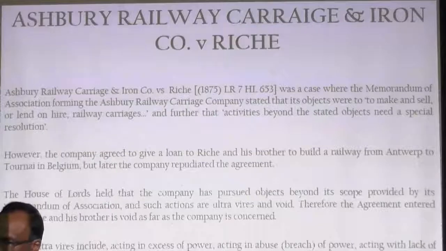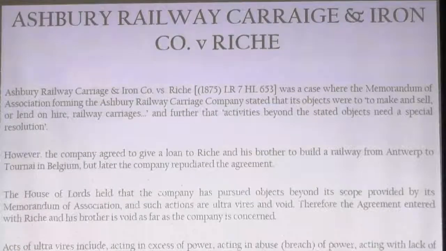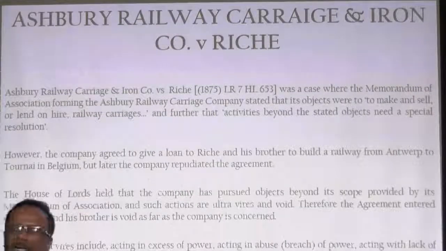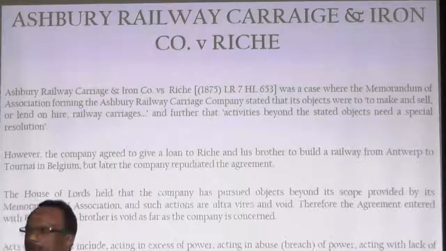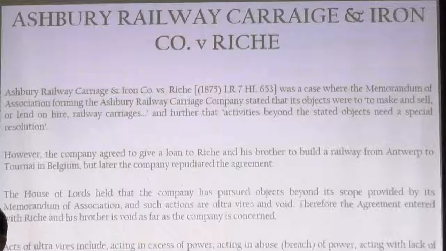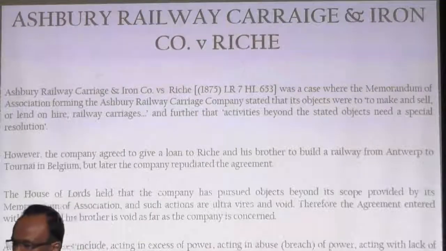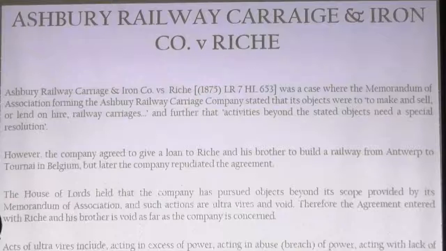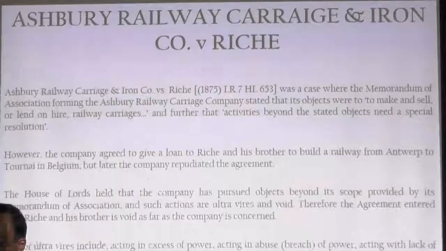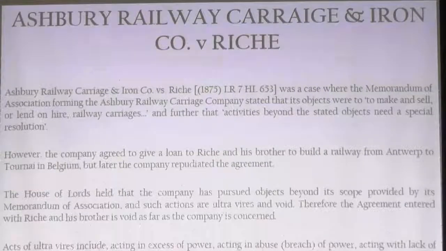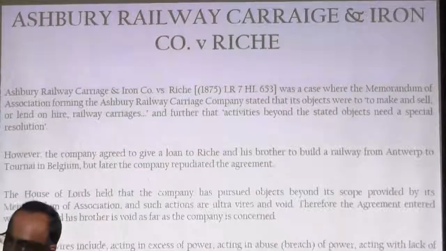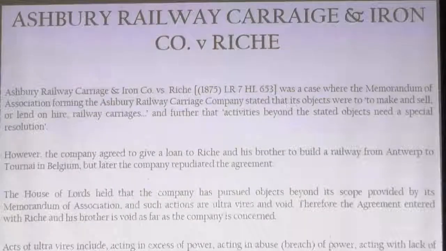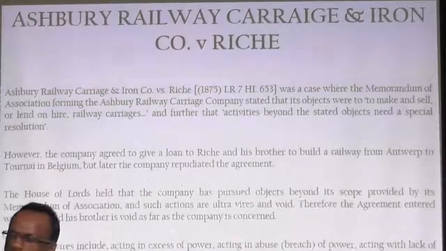So this is a kind of situation where the company acted out of its scope, in some affair that is not mentioned in the company's articles or memorandum. And if the company had done so, the company itself has acted ultra vires, outside its scope. So what the company did was, they entered into an agreement to lend the money, but later it repudiated the agreement. They cancelled the agreement. Then Riche and his brother went to court, stating that the company has acted in such a way as to cancel an agreement that had been entered into.